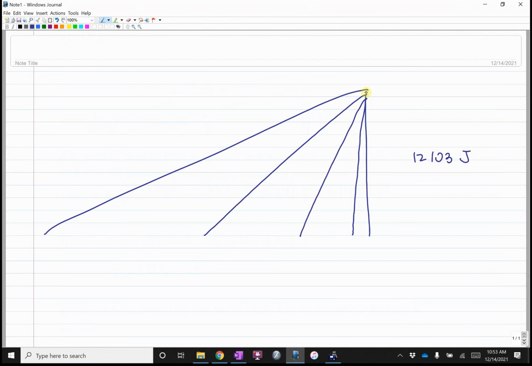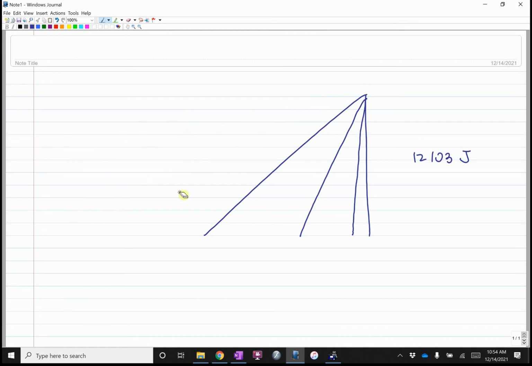What if this hill was really shallow? I wouldn't have to pedal as hard because it's not as steep. I would be exerting a smaller force, but you know what? I'd be traveling a bigger distance. Same work.